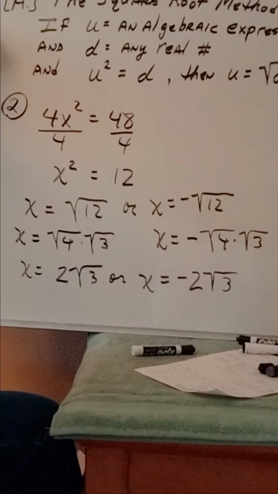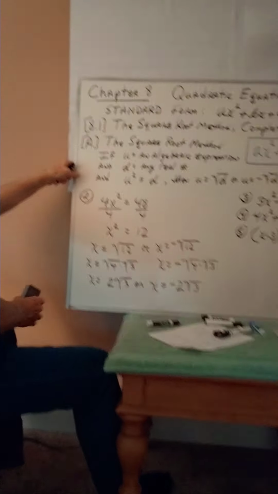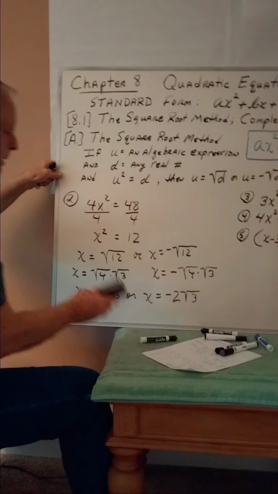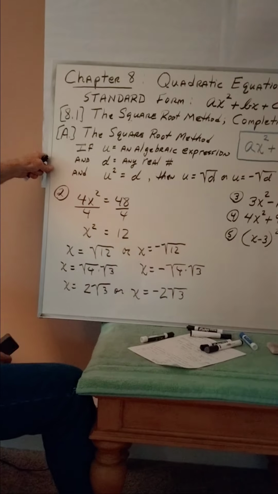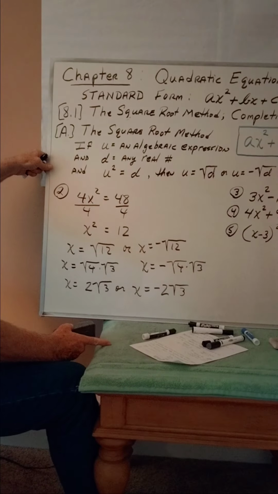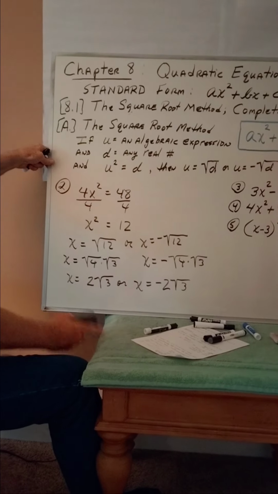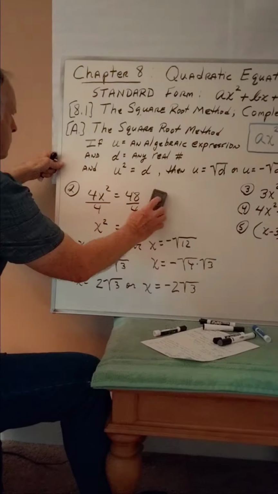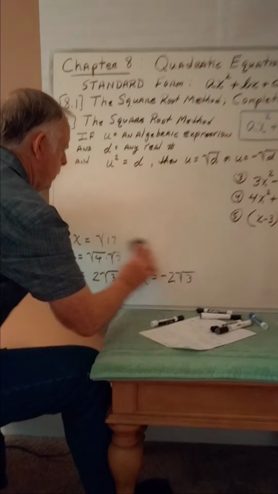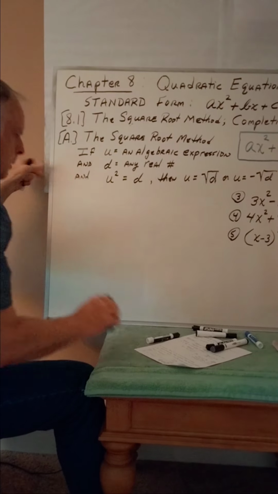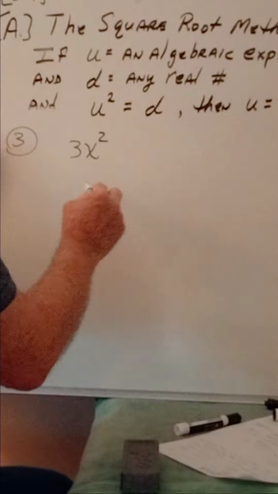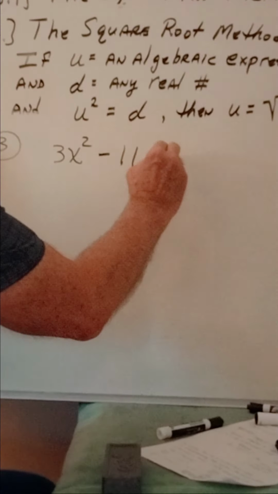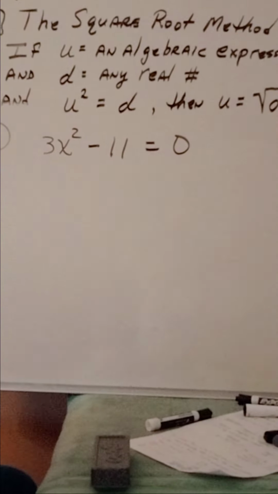Now, as I go to problems 3, 4, and 5, I'm going to kind of condense a little bit further. I didn't do it on the first two, but I will on the remaining ones that we'll do. A little bit different, but still pretty straightforward. Let's go to number 3. We've got 3x squared minus 11 is equal to 0.